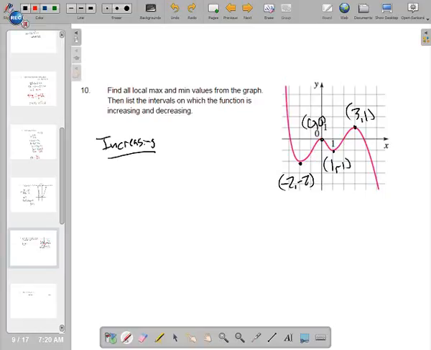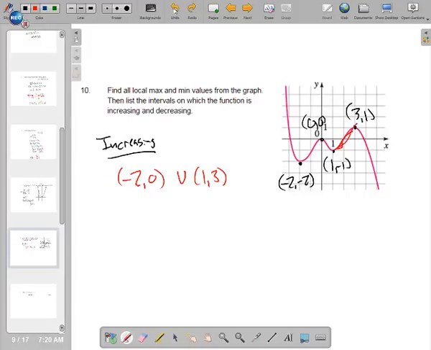Now what we're looking for are x values. So the x value here is -2, and the x value here is 0. And we talked a little bit about whether these should be brackets or parentheses, and we just said, you know what, we'll always do parentheses. So -2 to 0. And then the other increasing interval is from 1 to 3. We're looking at x coordinates. The x coordinate's 1, the x coordinate's 3.